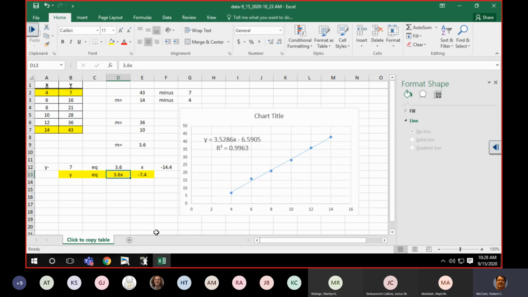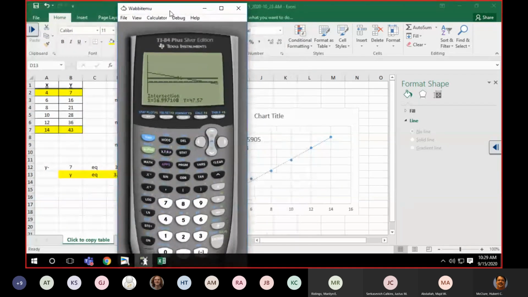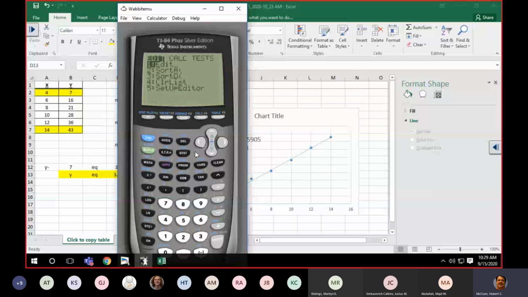Let me go ahead and show you how to do it on the calculator. Type in your numbers. Go to Stat, Edit, 4, 6, 8, 10, 12, 14. 7, 16, 21, 28, 36, and 43.